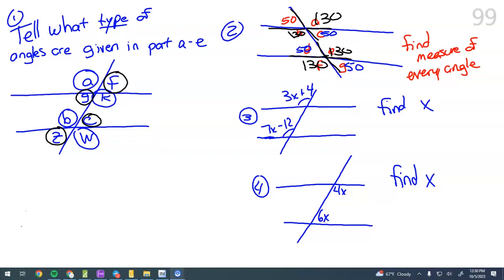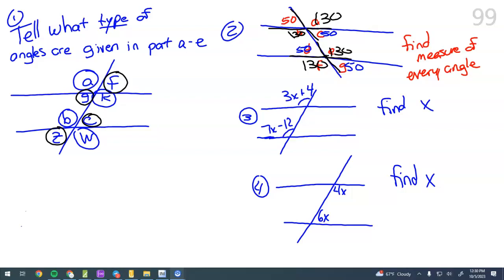How many say they add up to 180? Those are the only 2 choices. They're not equal because that's obtuse and that's acute. So if they're not equal, then they must add up to 180. What about these 2? Equal or 180? 180. What about 5 and 4?